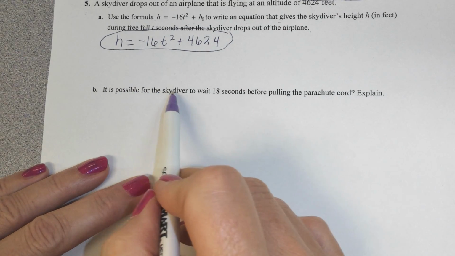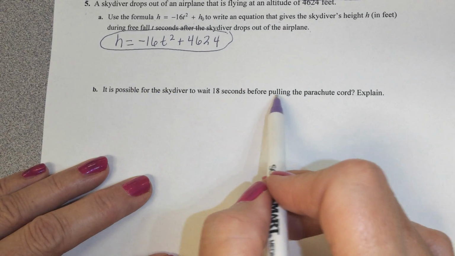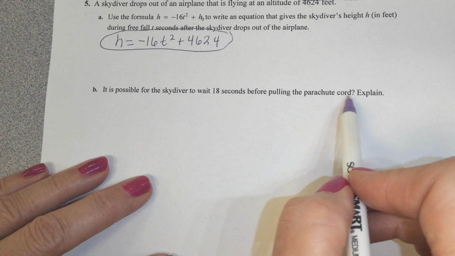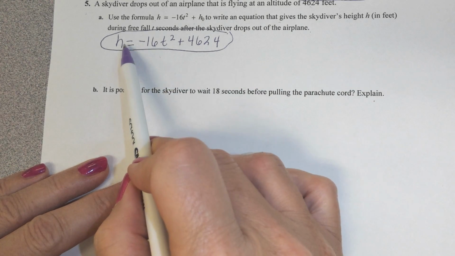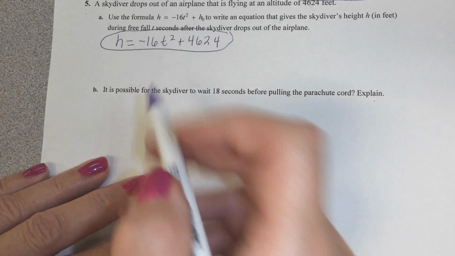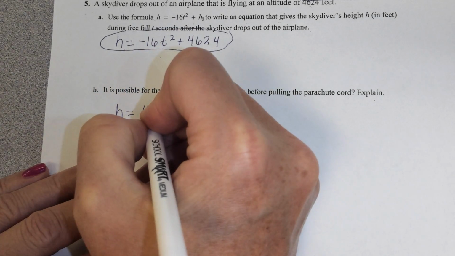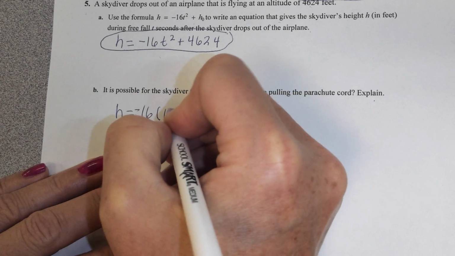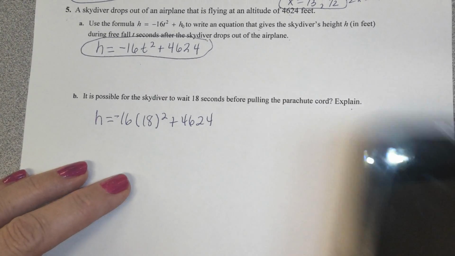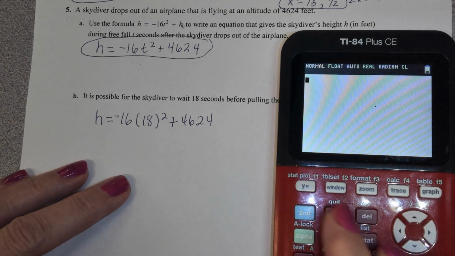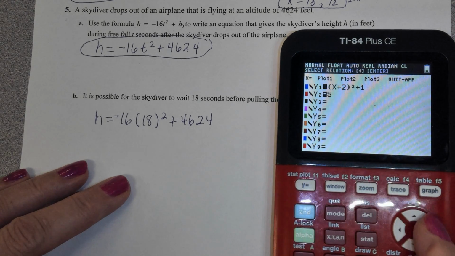Is it possible for the skydiver to wait 18 seconds before pulling the parachute cord? Explain. Well, I want to know then, what is his height at 18 seconds? So I'm just going to plug in 18 for t. I could just do that by plugging it into my calculator, but I want you to get used to graphing.